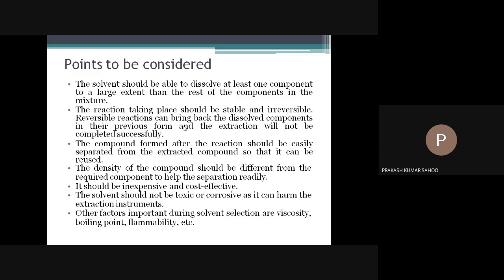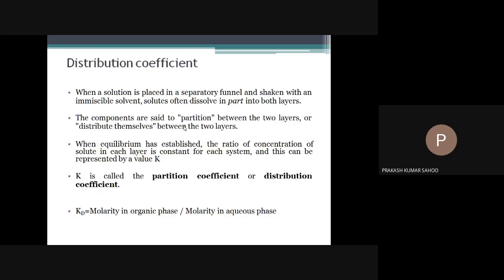It should be inexpensive and cost effective. The solvent should not be toxic or corrosive, as it can harm the extraction instruments. Other factors are viscosity, boiling point, and flammability; we should consider these things also. So this will be cost effective, less corrosive, less toxic, etc.